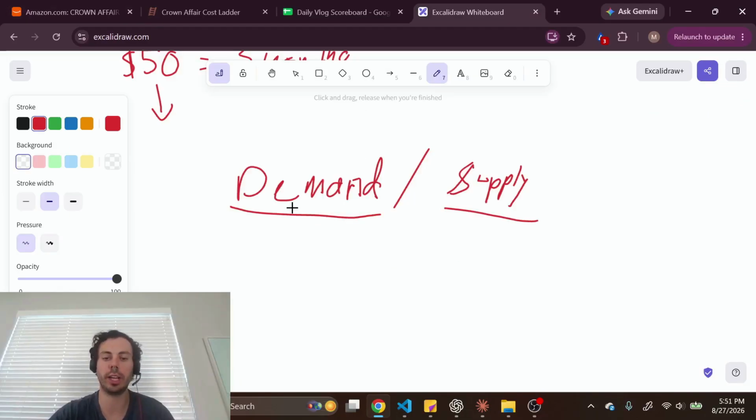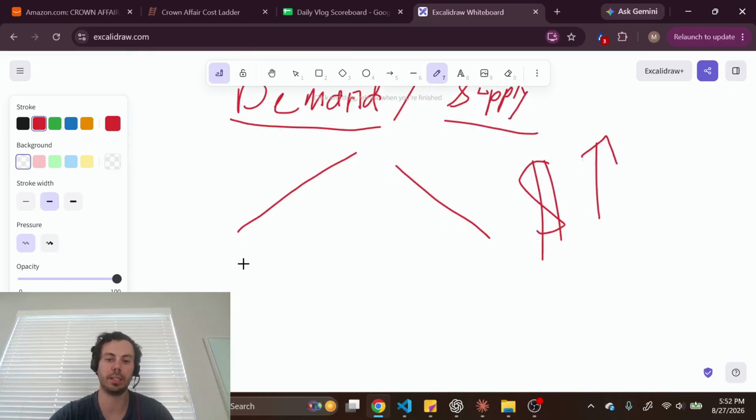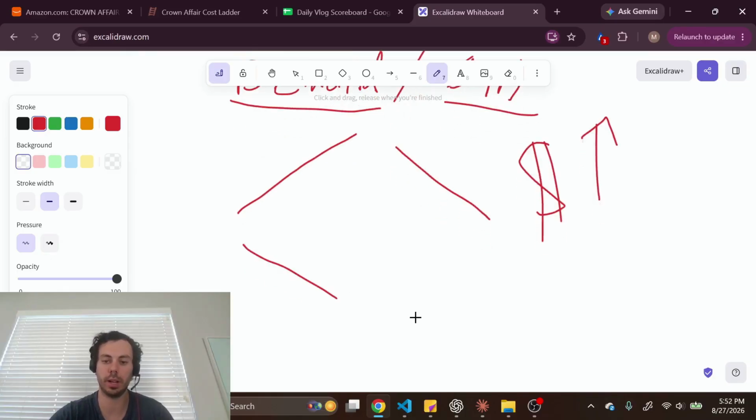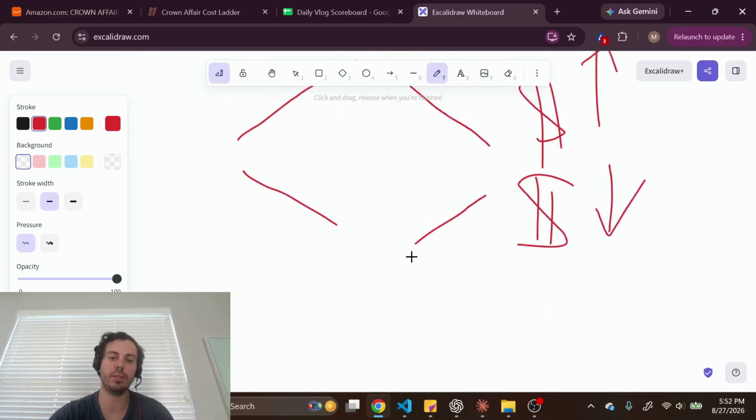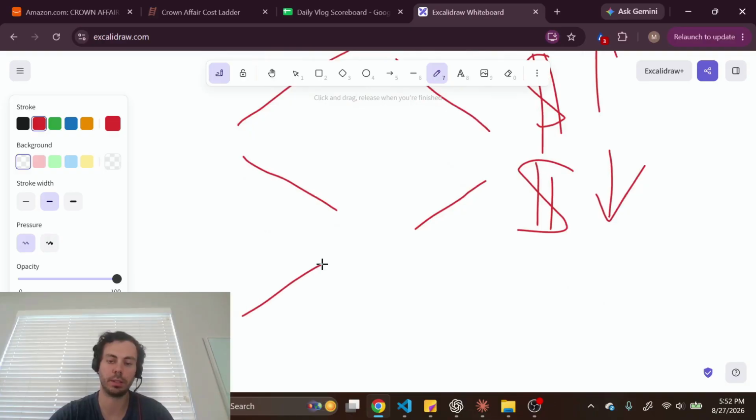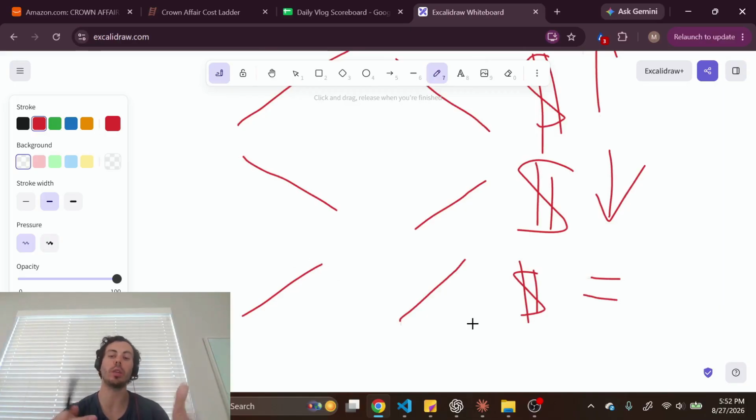So you always want to look at your demand and supply, because as demand goes up and supply comes down, price goes up. If demand is going down and supply is going up, price will come down because everyone can't sell. If demand goes up and supply goes up, it will stay the same depending on the rate of each. If they are growing with each other, it'll stay the same.